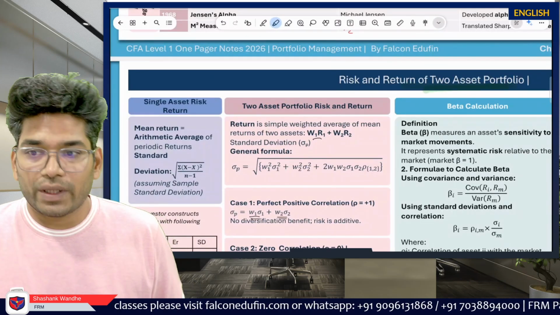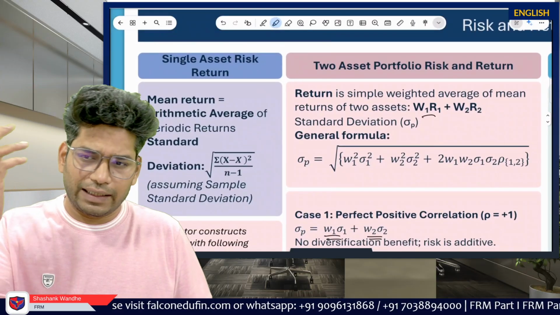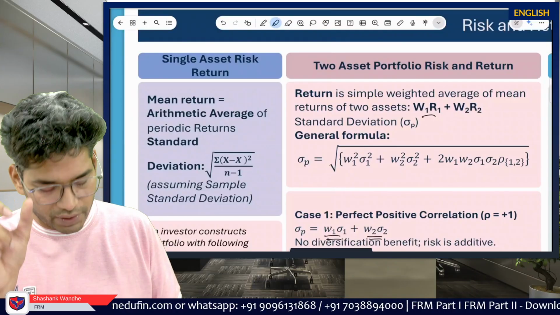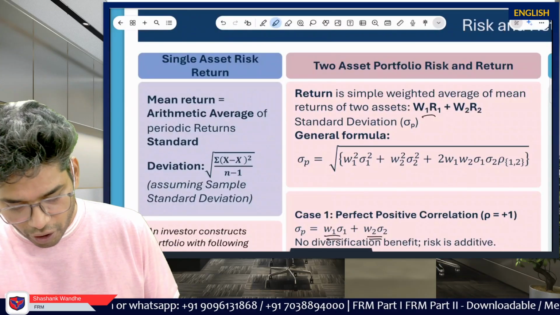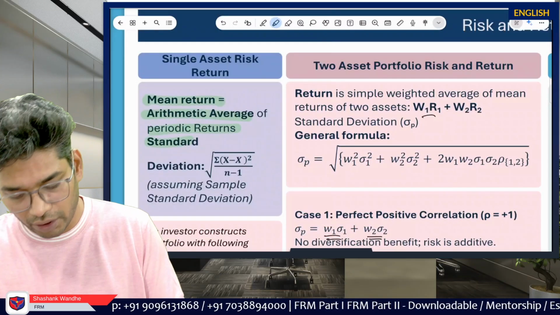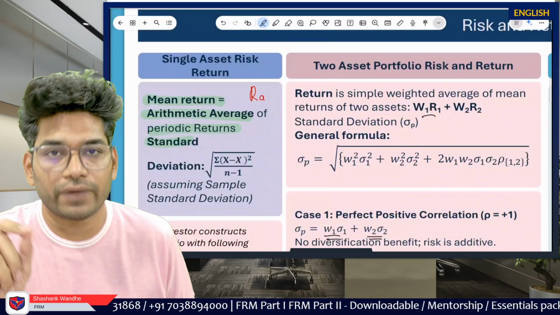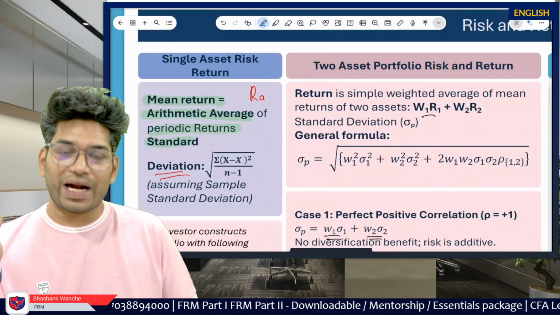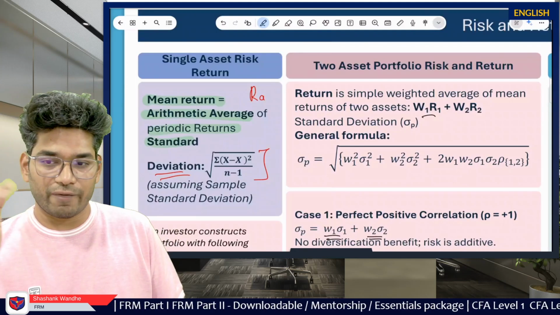Now this starts with the single asset risk and returns. We know we can get the data on the returns of a particular stock. So you have the single asset returns, and you can calculate the arithmetic average of those returns. So you will get the mean return. Now you have the mean return. We will call this, let's say, RA, the return of asset A, or the average return of asset A. Then we can calculate the standard deviation using this formula: the square root of the summation of (x minus x bar) squared divided by n minus 1.